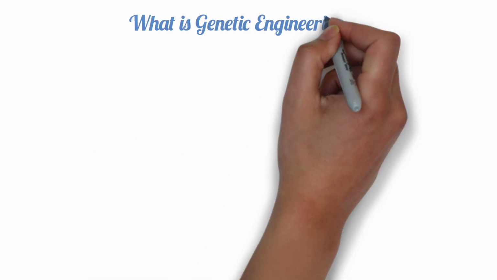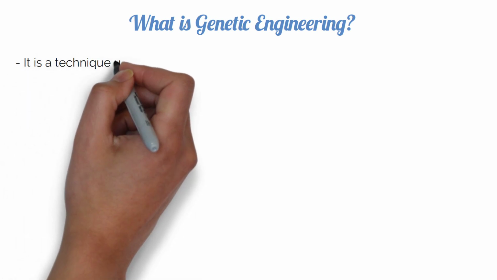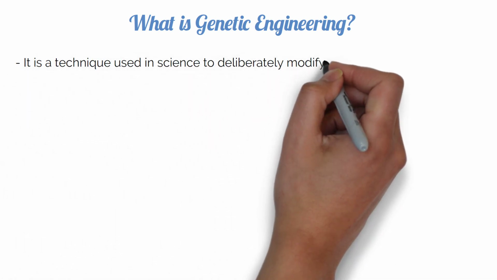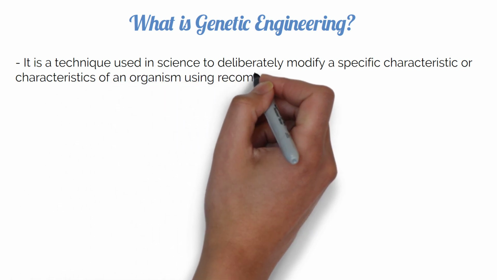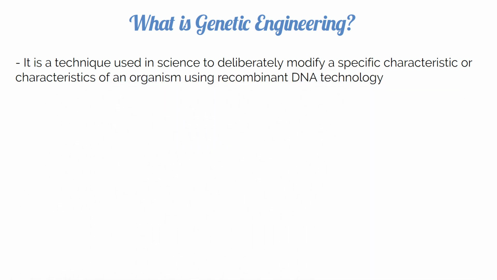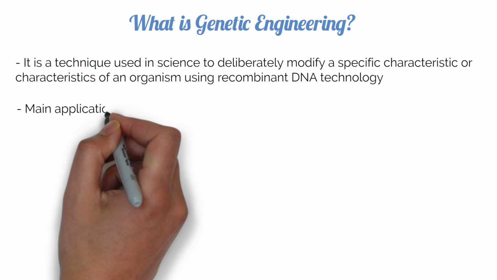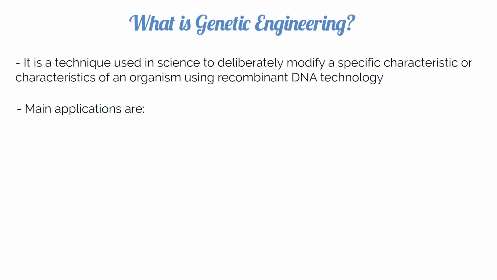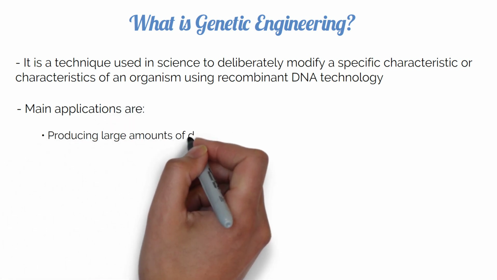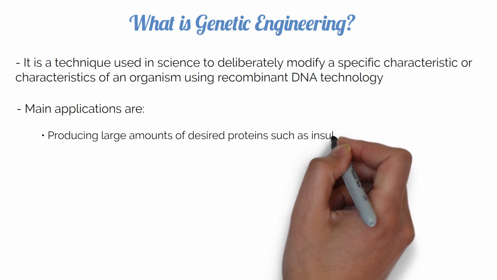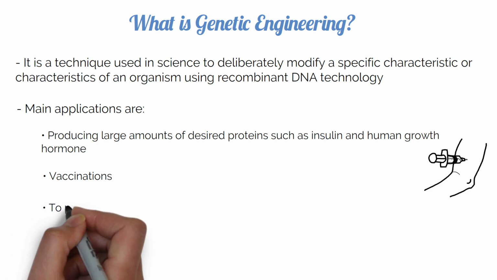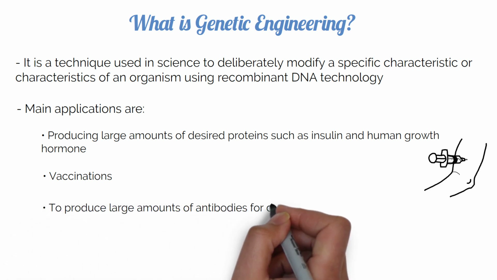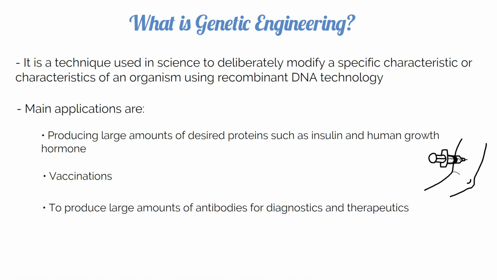Genetic engineering is a technique used in science to deliberately modify a specific characteristic or characteristics of an organism using recombinant DNA technology. The main applications of which are producing large amounts of desired proteins, for example, insulin and human growth hormone, vaccinations, and to produce large amounts of antibodies for diagnostics and therapeutics.